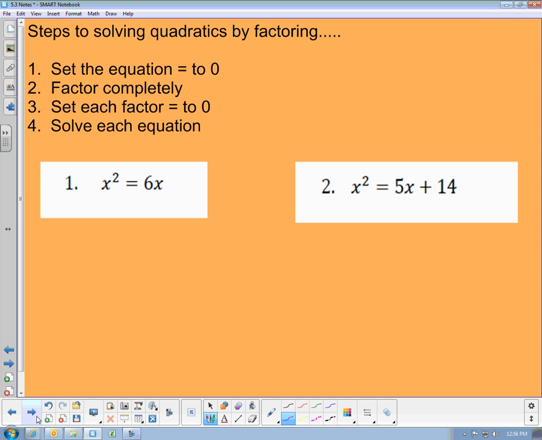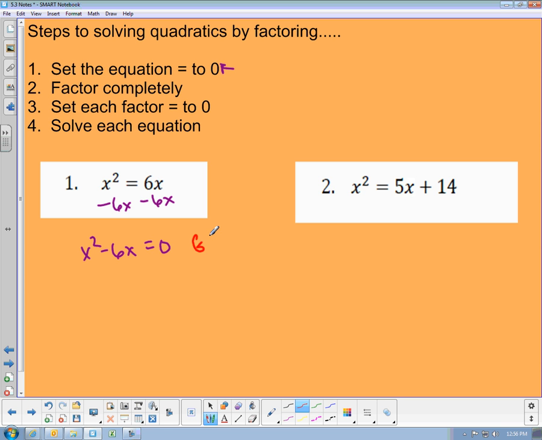In number 1, we have x squared equals 6x. So I need to first set the whole thing equal to 0. That means I need to move this 6x over. So I have x squared minus 6x equals 0. Now, if I'm going to factor this, I don't have a trinomial here. I only have a binomial. So all I can do is take out a GCF.